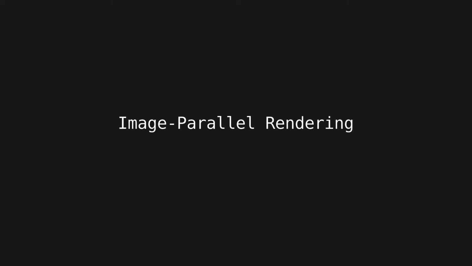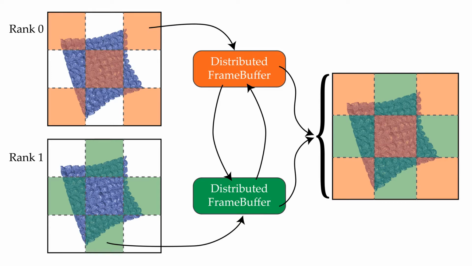The distributed FrameBuffer can also be used for image parallel rendering. Each rank renders a unique subset of the tiles in the image and uses a tile operation which expects a single input tile for each image tile. As before, tiles are composited asynchronously in parallel with rendering.